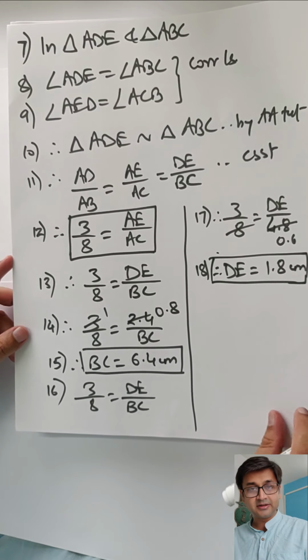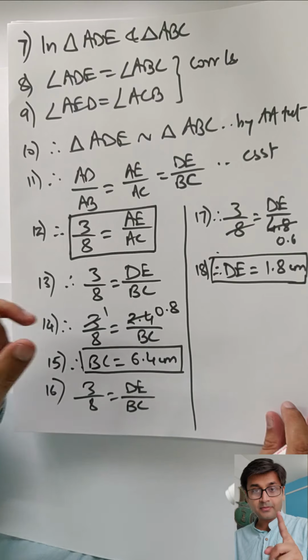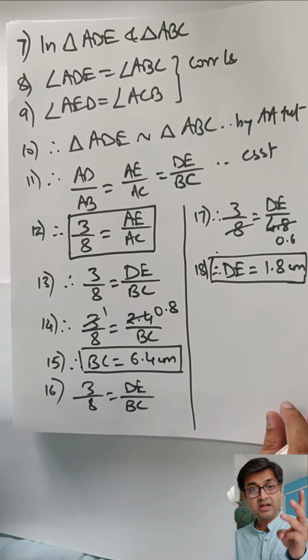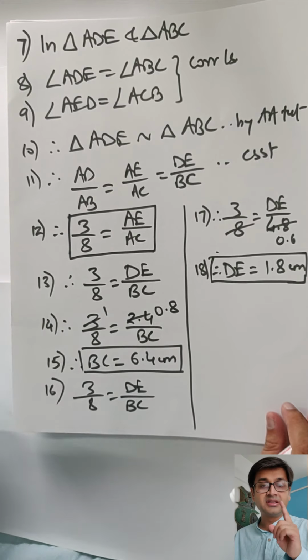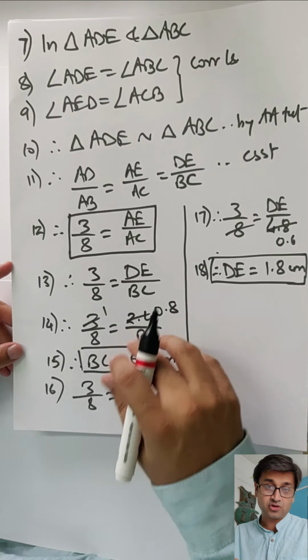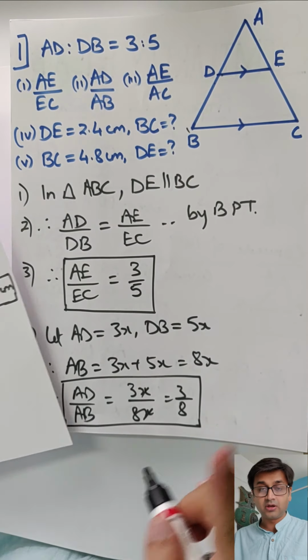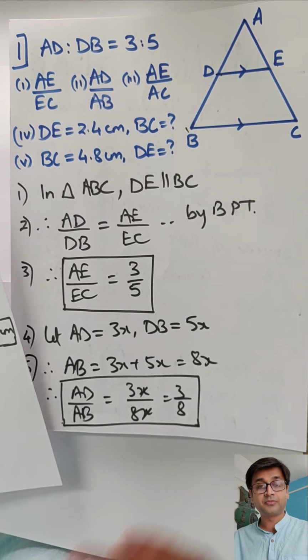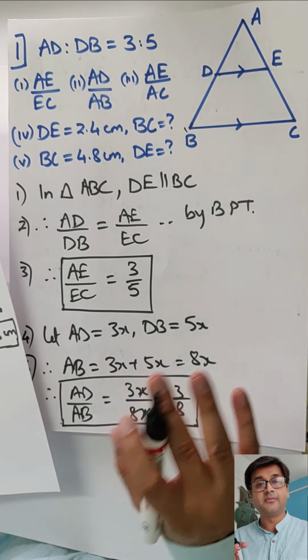Did you get the entire sum? So we used over here everything. BPT, then we used CSST, we used tests of similarity, we used the X method. So all four things in one sum. Very important question, and you will find such questions in the exam for sure. So it's my advice, if you've copied something, go back, repeat the entire sum, get it clear in your head, only then go ahead, so that from the next sum onwards it becomes easy for you.